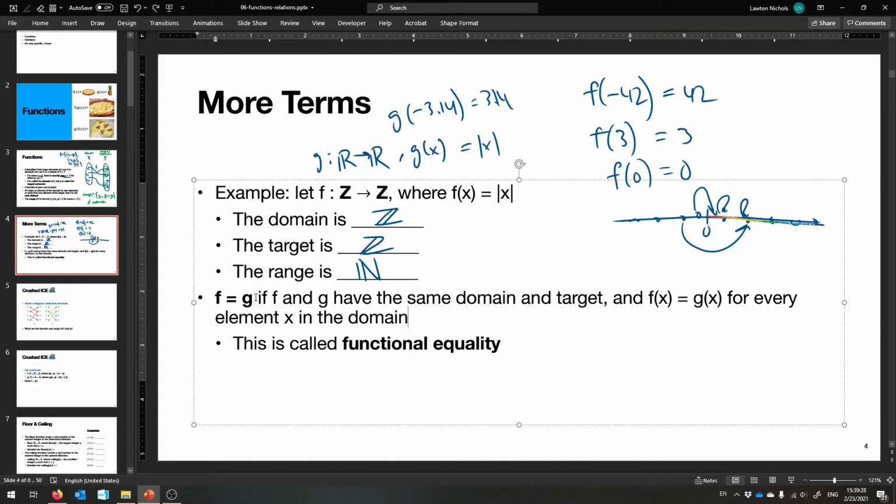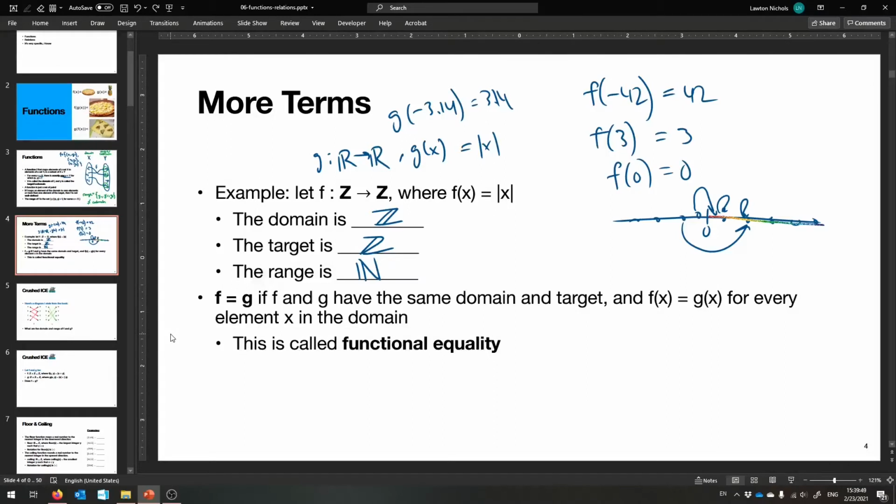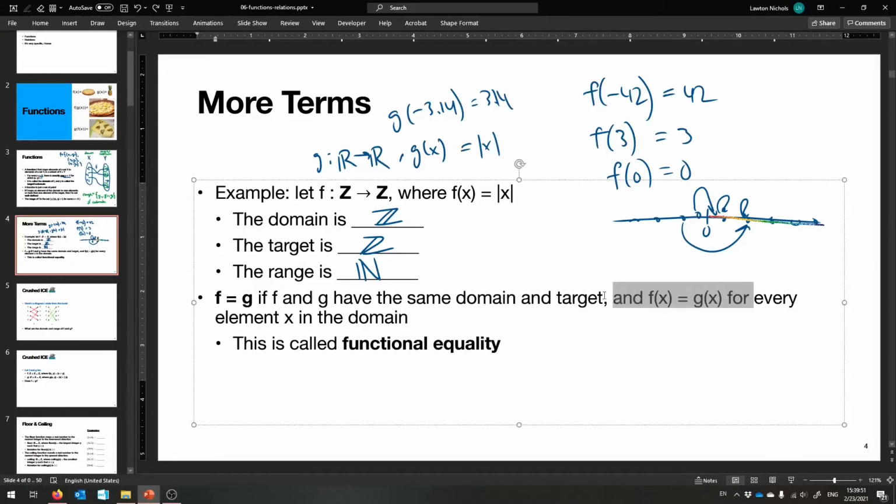Okay, so to be equal on the function level, you have to have the same domain and target. That's required. And also, for each element of the domain, you take it, map it by both functions, and make sure that the result is still the same. That hopefully makes sense. Like, yeah, they otherwise wouldn't be equal if they didn't agree. Yeah, so that's called functional equality. Okay, so that's just another term. This makes sense. Just watch out for this.